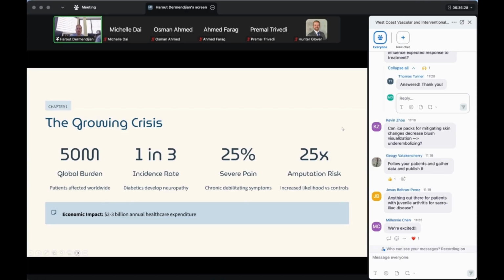But a good amount also have peripheral diabetic neuropathy. It's a very common problem, kind of pushed aside by a lot of maybe PCPs. They just put everybody on maybe meds and kind of ignore them because there isn't too much to do. There's a huge global burden. 50 million people worldwide have this problem. 1 in 3 diabetics have diabetic neuropathy.